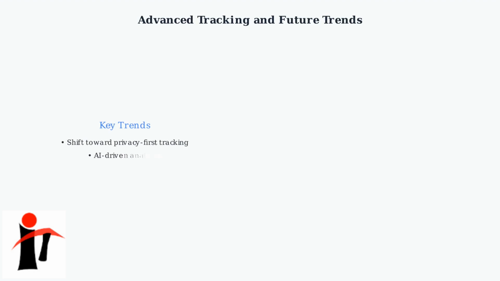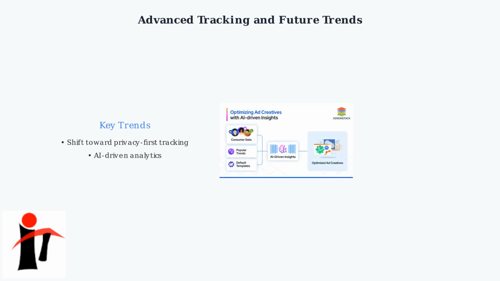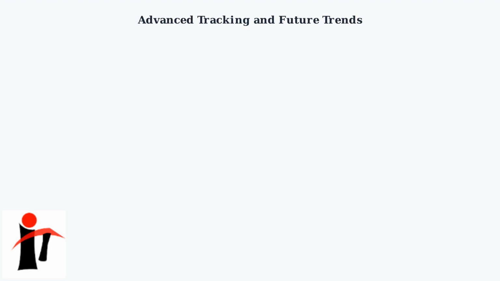Key trends involve a shift toward privacy-first tracking and AI-driven analytics. Meta's AI tools now auto-optimize based on pixel data. Expect platforms like Whop to support no-code integrations.